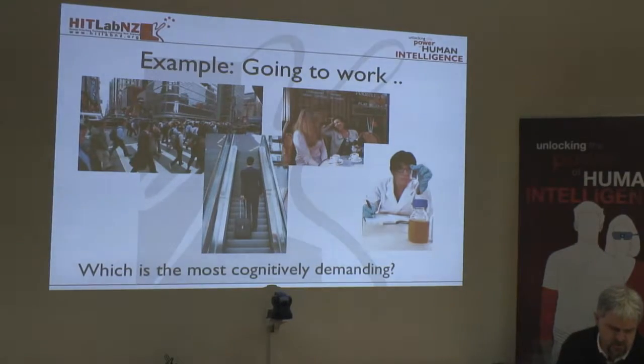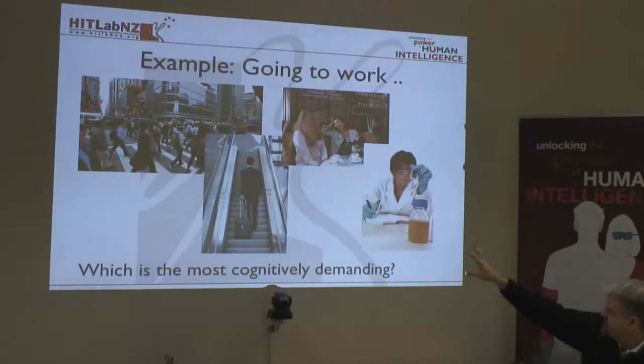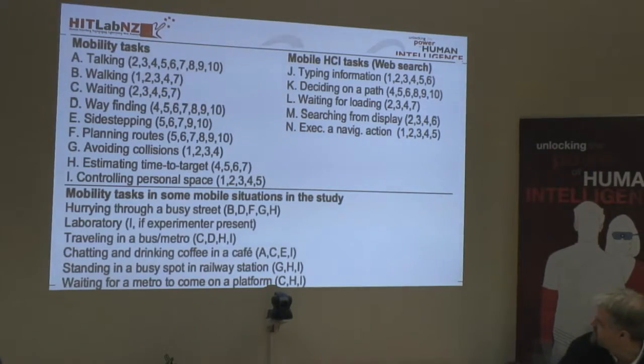If you look at what you're doing, each of these requires different tasks. Here are some mobility tasks, here are some HCI tasks. You can make a list of all the tasks that you might perform, and then you can see which tasks are required in different situations. If you're hurrying through the street here, you can look at the list. You have to do walking, wayfinding, route planning, collision avoidance, and also some estimated time to target. So you might have to do these 5 things at the same time.